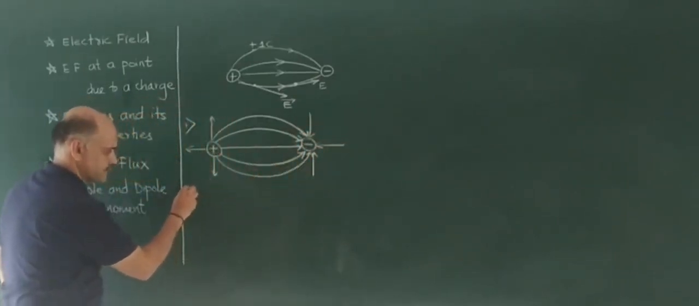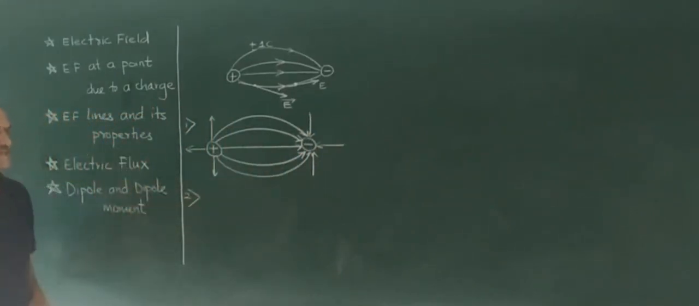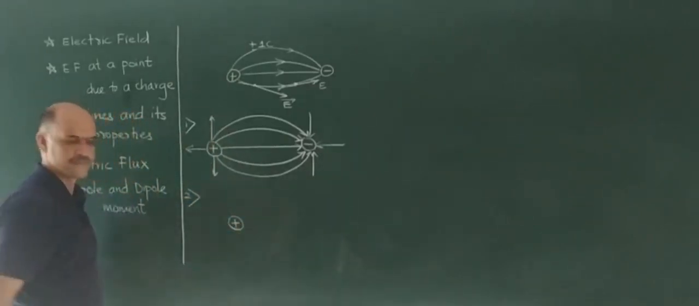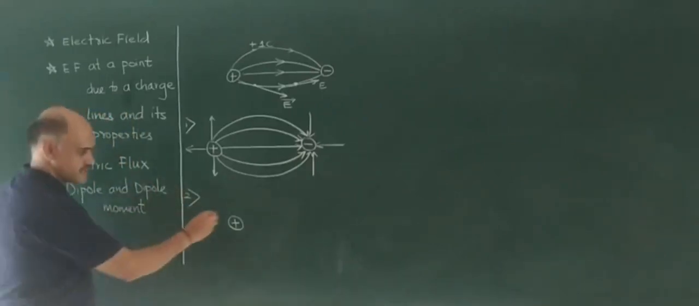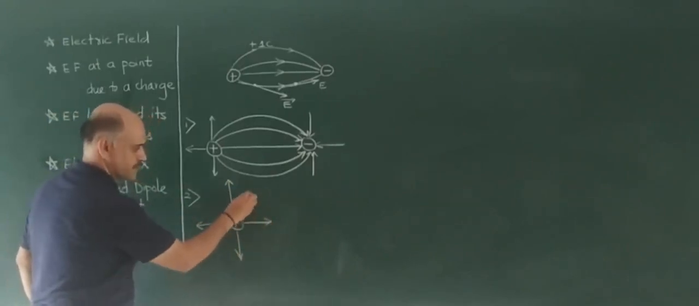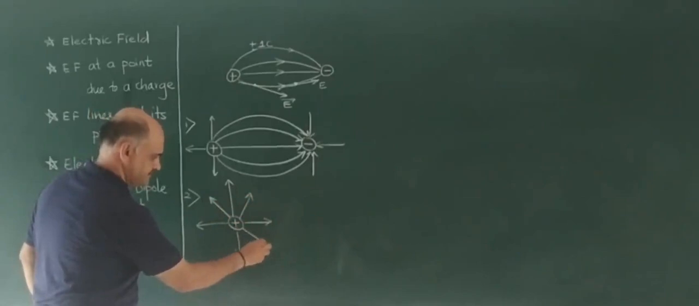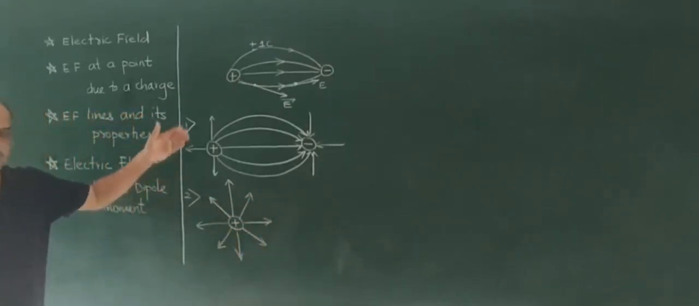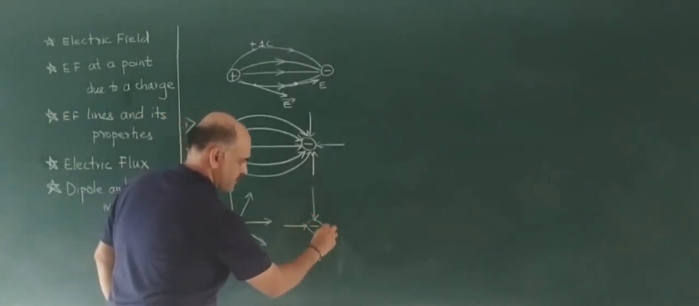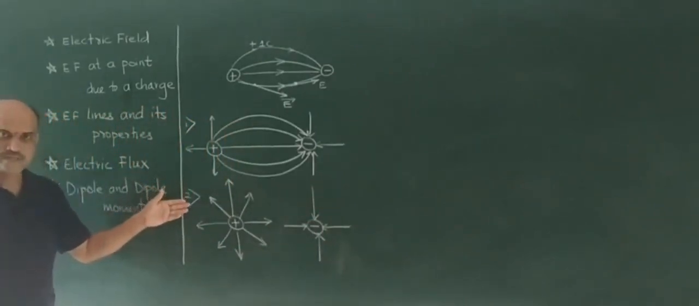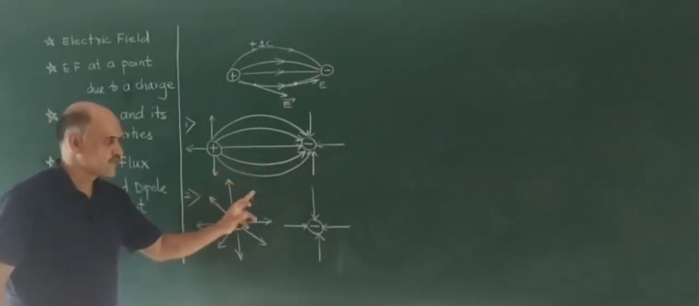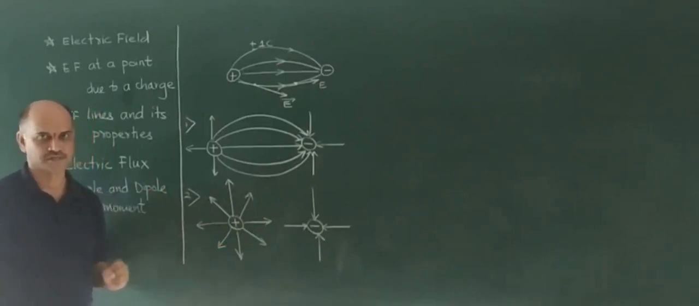Second, suppose there are isolated point charges. Isolated means only positive or only negative. If I take a positive, isolated means only one, it starts from positive and ends at infinity. If it is a negative charge, it starts at infinity and ends at the negative charge. So the second point is that electric field lines start or end at infinity for isolated point charges.